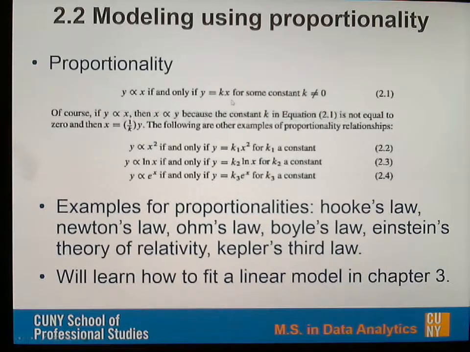Proportionality: y equals kx is a linear relationship here, as you can see. Y equals k1 x squared could be nonlinear, quadratic in this case. And y could be proportional to ln x. Y could also be proportional to e to the power of x. So here are some very classic examples of proportionality. I believe you have already learned these concepts in high school physics. We are going to learn how to fit a linear model in chapter 3.